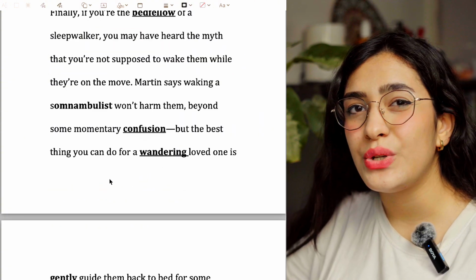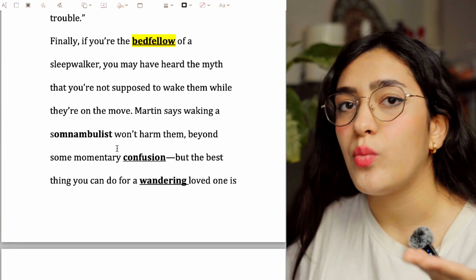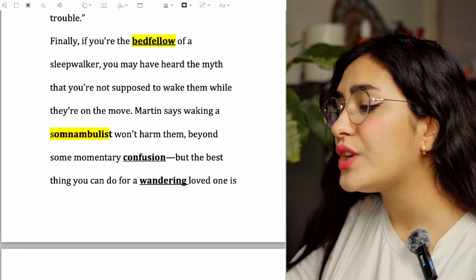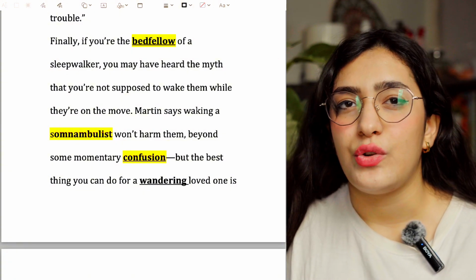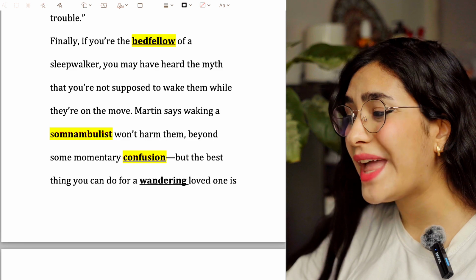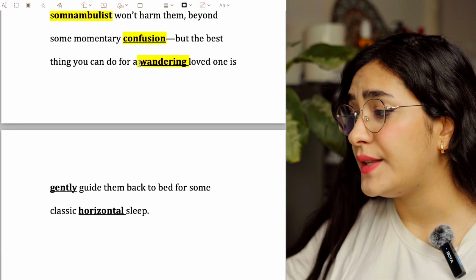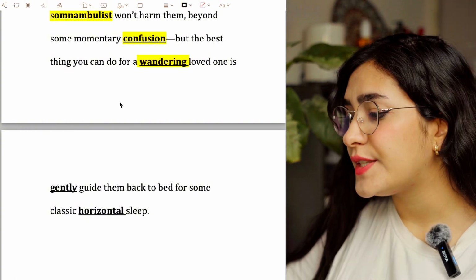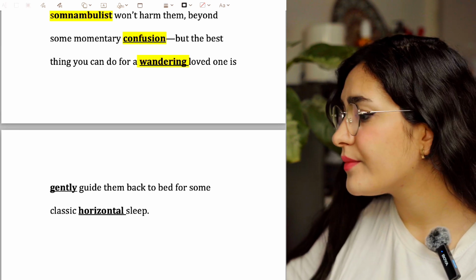Bedfellow is a person who shares a bed with you. Bedfellow is a sleepwalker, as we talked about this before. So confusion is mixing up everything. Confusion. But the best thing you can do for a wandering loved one, wandering means moving somewhere without any purpose. She spent the afternoon wandering through the city.